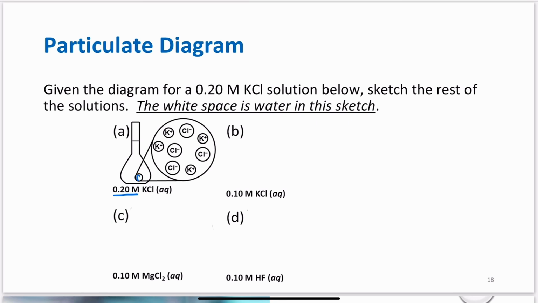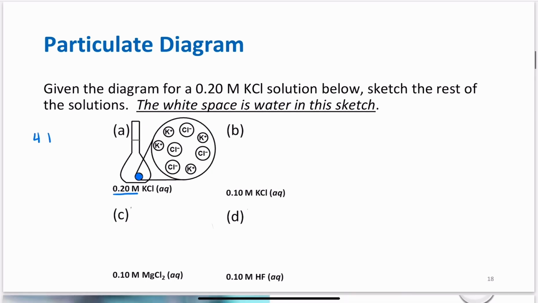What this is trying to do is say I've zoomed in on this little area right here, and this little area right here is this circle of particles, okay? So I see that I have 4 K pluses and 4 Cl minuses in solution. It shouldn't surprise me that it's a 1-to-1 ratio because KCl, for every 1 potassium ion, there's 1 chloride ion. So I expect that 1-to-1 ratio. But I see a 0.2 molar solution is being represented by 4 of each particle.